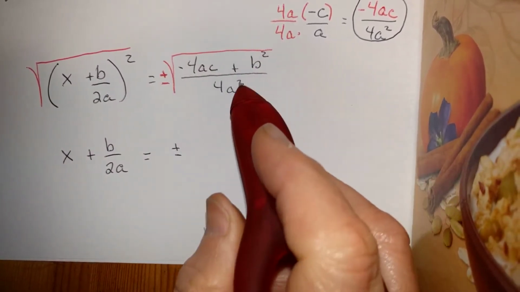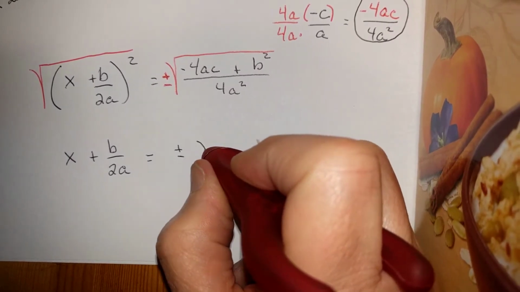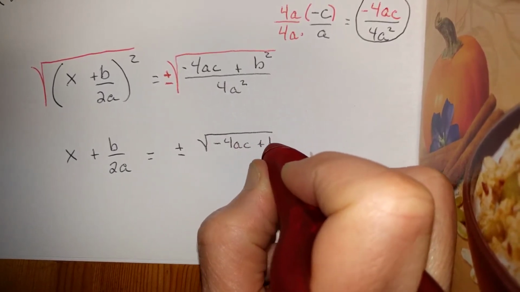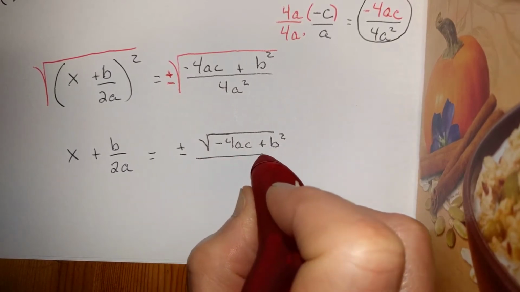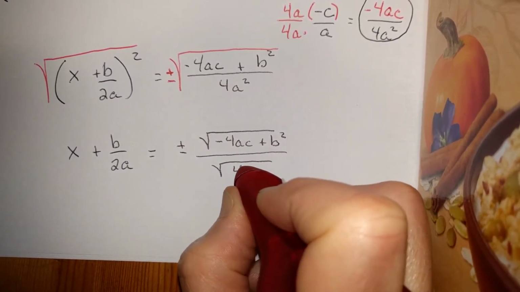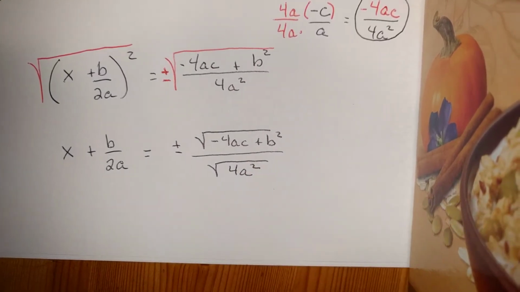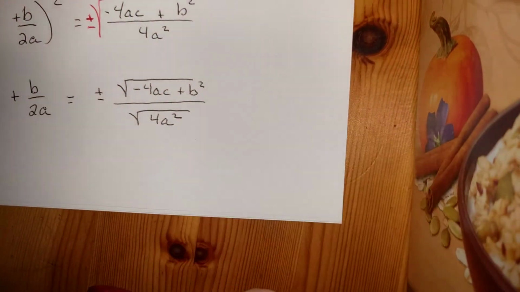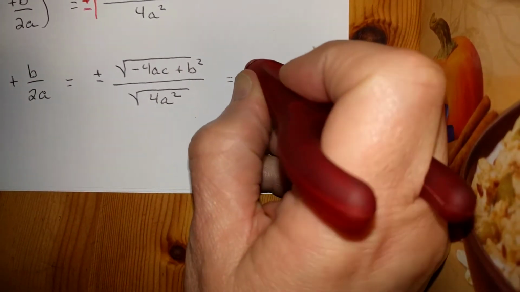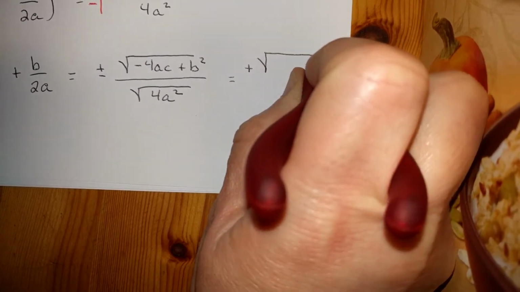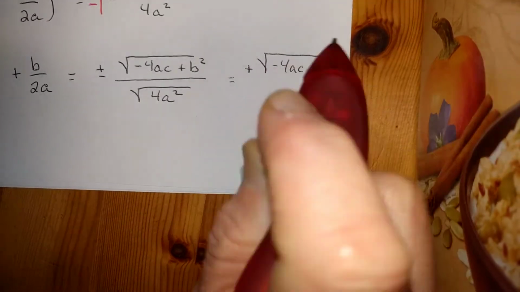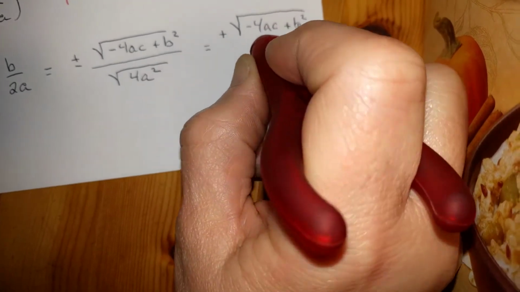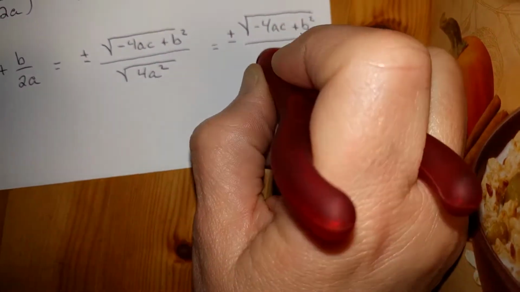Notice that the square root is over both the numerator and the denominator. I'm just going to write it as two parts right here so that we can simplify it as much as we can. So there's my numerator and my denominator. Now we can notice that my denominator is made up of a perfect square, so I can actually simplify that further. That's going to be plus or minus. My numerator has to stay the same, negative 4ac plus b squared, because it doesn't have anything I can factor out. There's nothing I can do to simplify that.